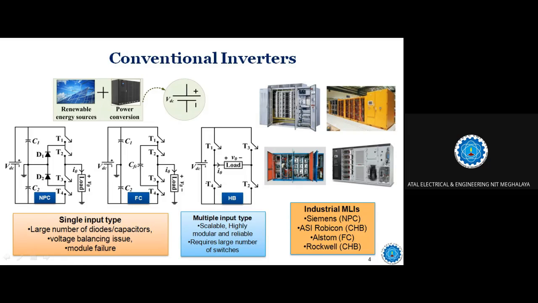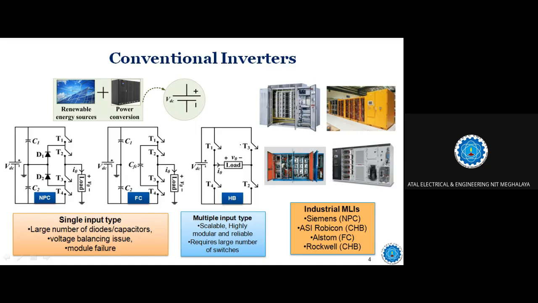With these problems, the cascade H-bridge type got further evolvement. As the name suggests, we can just go on cascading the number of H-bridge modules so as to increase the number of levels at the output. That is more scalable and highly modular, because we can extend it to a high number of levels without the addition of additional diodes and capacitors.